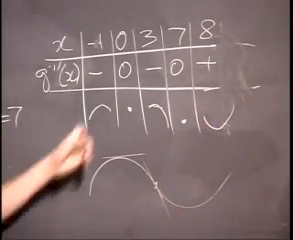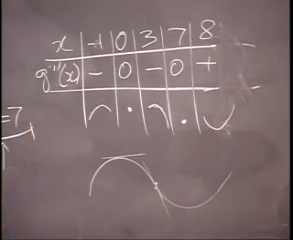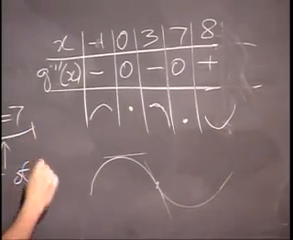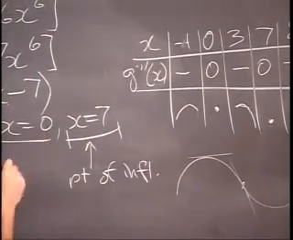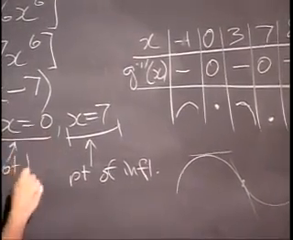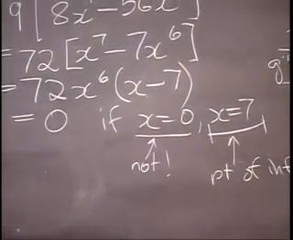So this is a sort of fake-out situation. It's not actually a point of inflection despite the fact that the second derivative vanishes. Only this is the point of inflection. This is not. Okay, so that's a cautionary example.